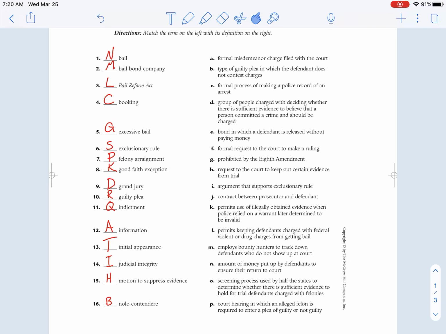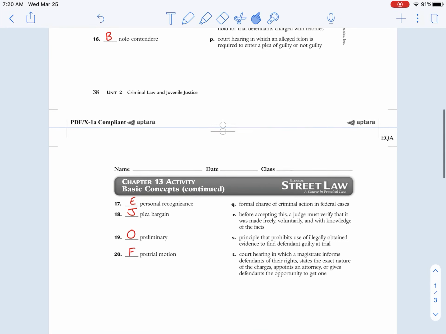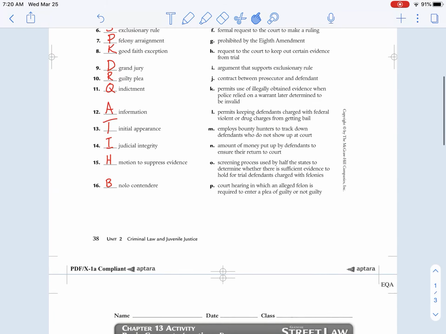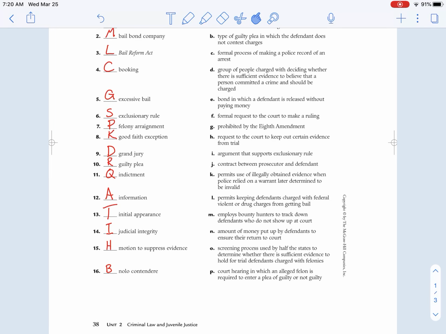Number 6, exclusionary rule is S. You have to go to the next page for that. A principle that prohibits the use of illegally obtained evidence to find the defendant guilty at trial. So if something was obtained illegally by the police, it cannot be used in a trial. It is inadmissible. You can still take that person to trial, but you can't use that evidence.